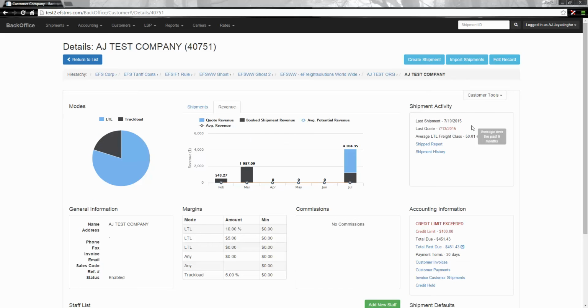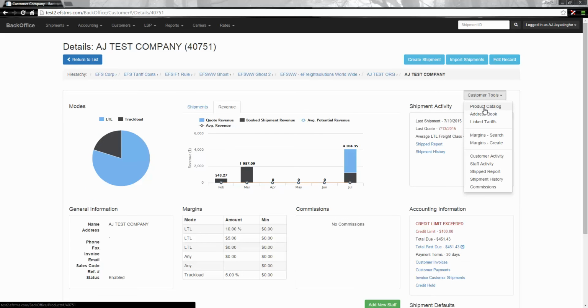And then at the top right, we have customer tools. From here, you can access their product catalog, address book. You can look at link tariffs, margins, customer activity, and so on.